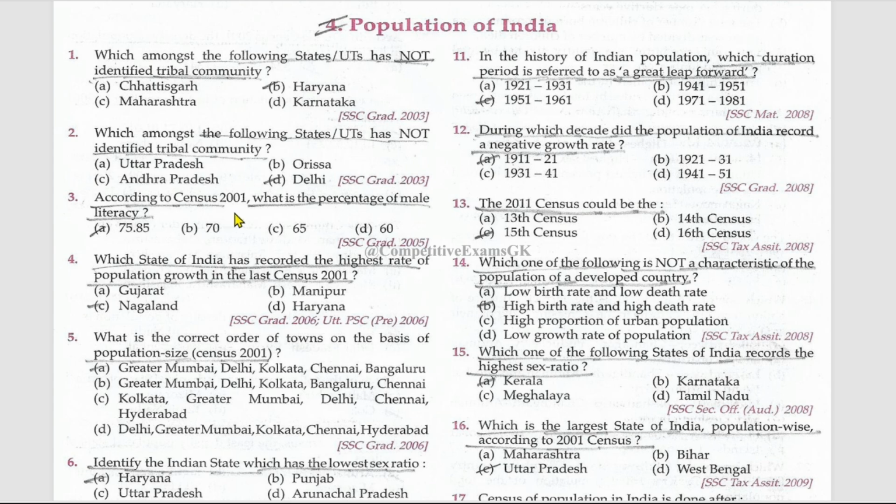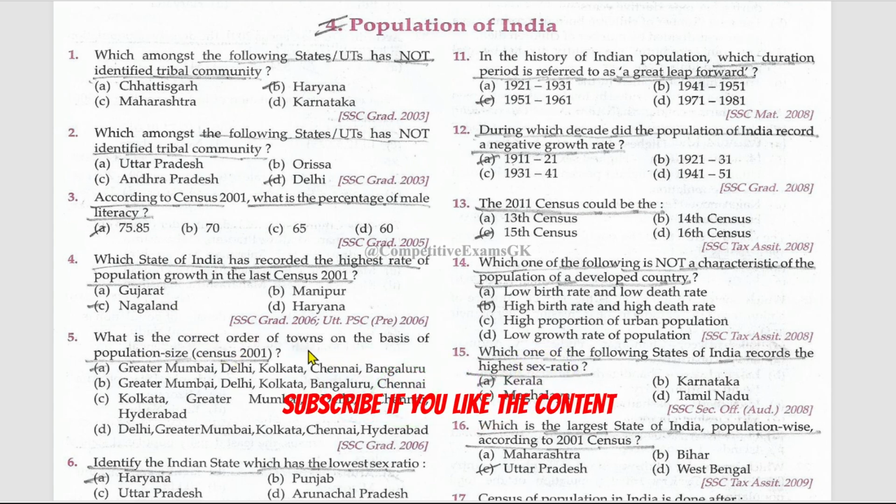According to the census of 2001, what is the percentage of male literacy? 75.85. And mention in the comments: according to the census of 2011, what is the percentage of male literacy? Which state of India has recorded the highest rate of population growth in the last census? That is, in 2001, Nagaland. No, according to 2011, mention that in the comments.